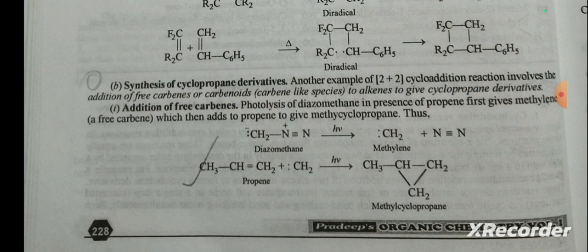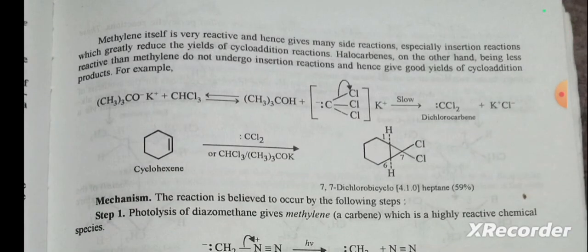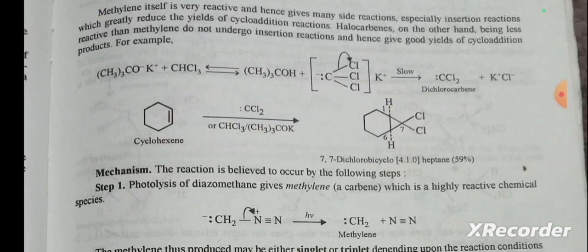Photolysis of diazomethane in the presence of propene first gives the methylene, which then adds to propene to give the methylcyclopropane. Methylene itself is reactive and hence gives many side reactions, especially insertion reactions, which greatly reduce the yield of the cycloaddition reaction. Halocarbenes, on the other hand, being less reactive than methylene, do not undergo the insertion reaction and hence give good yield of cycloaddition products.